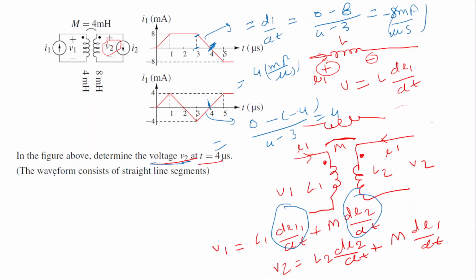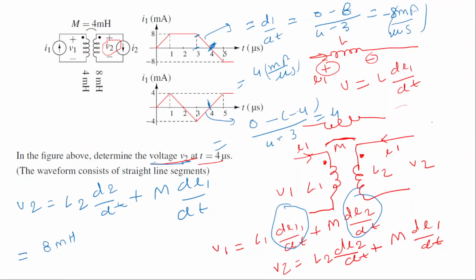So the voltage v2 will be equal to L2 times di2 by dt plus the voltage due to mutual inductance, so M times di1 by dt. Now let's put in all the values. L2 is 8 millihenry, and then di2 by dt.